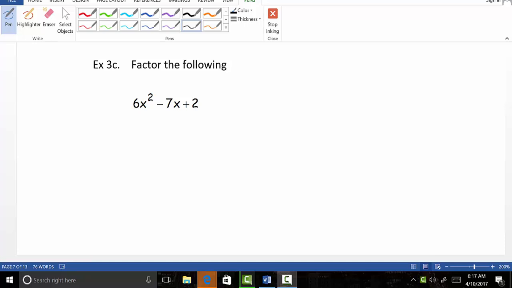Here we are at example 3C from our 4.3, 4.4 notes. We're asked to factor the following. Now, in just looking at this, we do notice that we have a trinomial. We typically try to factor out that greatest common factor. It's usually our step one, that, again, greatest common factor.